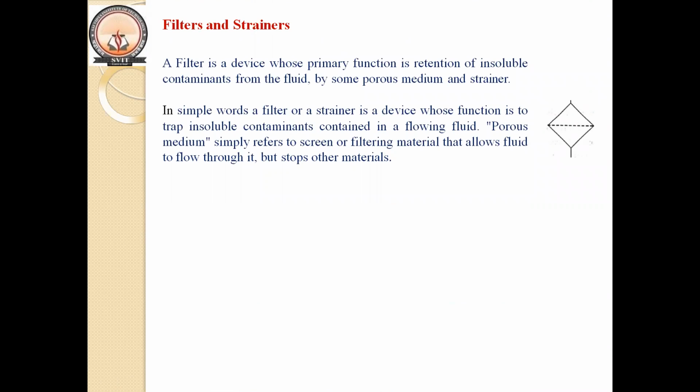In simple words, a filter or a strainer is a device whose function is to trap insoluble contaminants contained in a flowing fluid. A porous medium here refers to a screen or filtering material that allows fluid to flow through it but stops the other material.